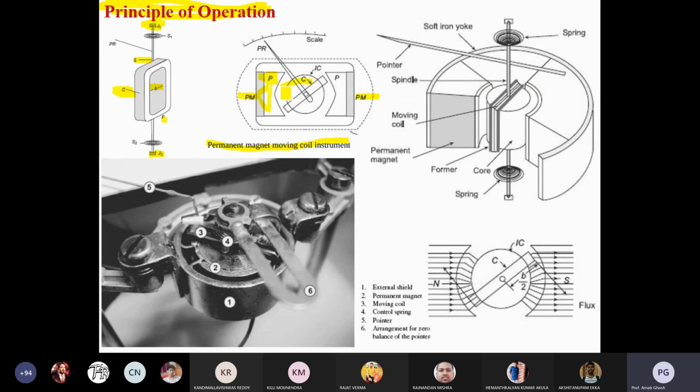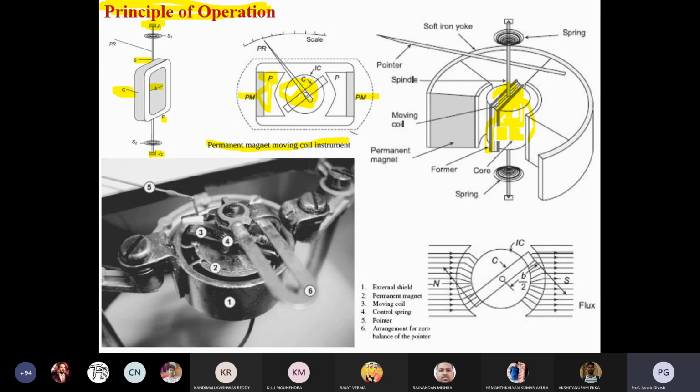Then you can see the coils are wound around the cylindrical structure. The cylindrical structure is holding up those coils. From this diagram you can easily understand that coil C is moving inside the permanent magnet. The permanent magnet totally covers the coil. The permanent magnet is a fixed part, and the moving coil is rotating in nature.